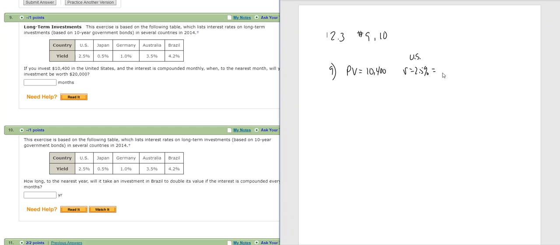And remember, to move the decimal, we move it 2 places. That's 2.5%. Think of it as 2 cents, and the 5's on the right. And the interest is compounded monthly. When to the nearest month? So find T in months. Will your investment be worth $20,000? So that's the future value, $20,000.